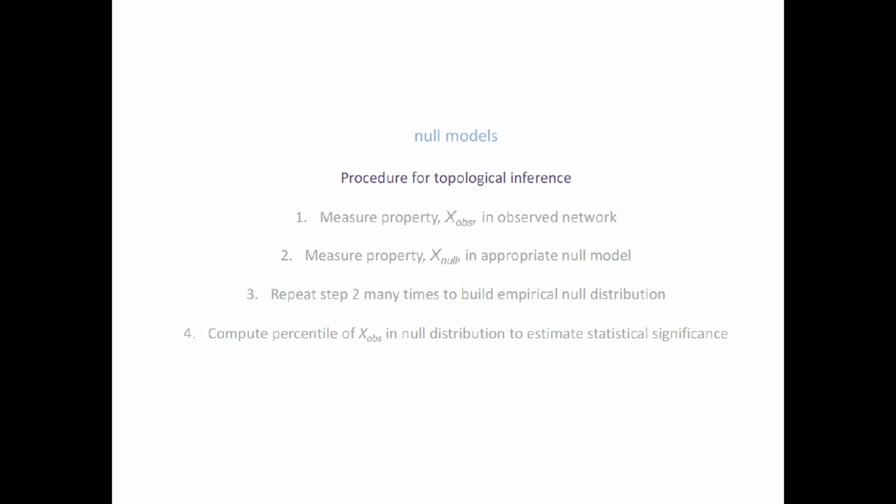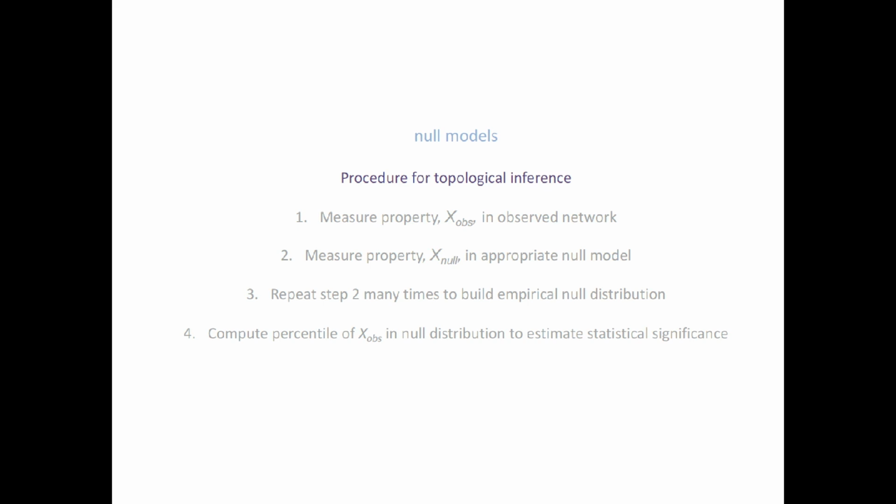How can I tell? Well, I need a null model to say, well, does my brain express this property more than I would expect by chance? Right? So then it's very common in network analysis to follow this kind of procedure. We measure a given property, X, we then measure it in a null model, and then we generate many null models and many null measurements to get a null distribution. And then we see where our observed property sits on that null distribution.